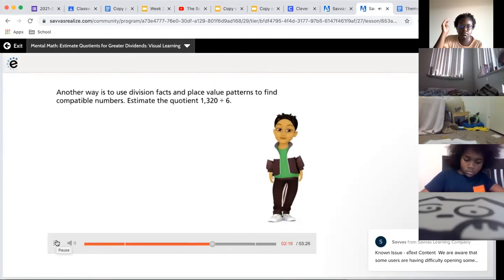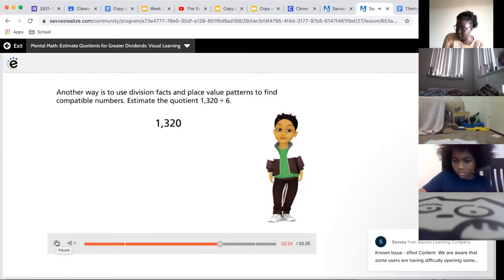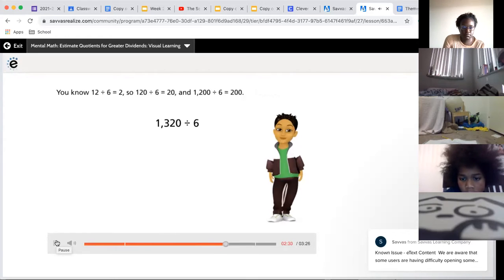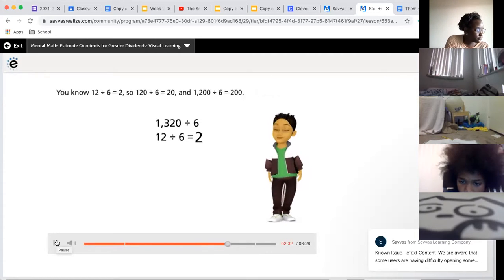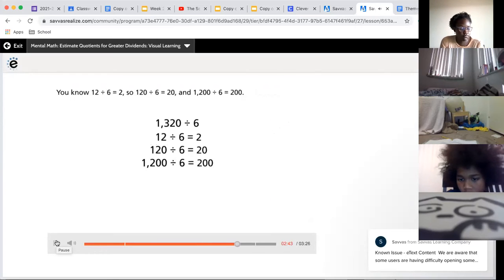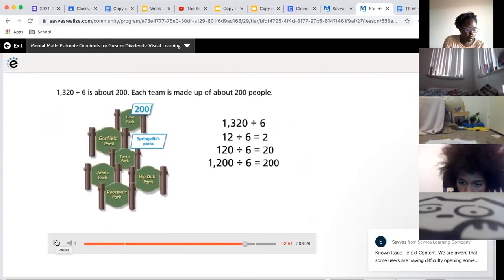Another way is to use division facts and place value patterns to find compatible numbers. Estimate the quotient 1,320 divided by 6. You know 12 divided by 6 equals 2, so 120 divided by 6 equals 20, and 1,200 divided by 6 equals 200. 1,320 divided by 6 is about 200. Each team is made up of about 200 people.